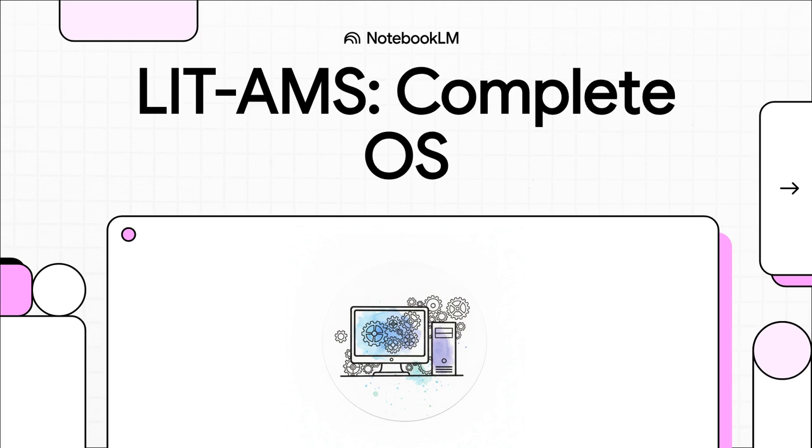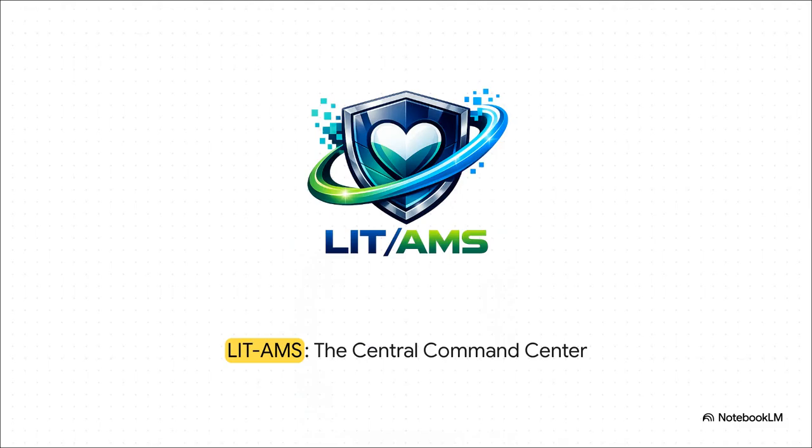We're talking about LIT-AMS, the Complete Life Insurance Operating System. This really represents a fundamental shift. LIT-AMS acts as this holistic, centralized command center. It was literally built from the ground up to replace all that chaos of generic, fragmented tools and give you a single, unified environment. And that goes for independent agents, growing agencies, all the way up to huge enterprise organizations.